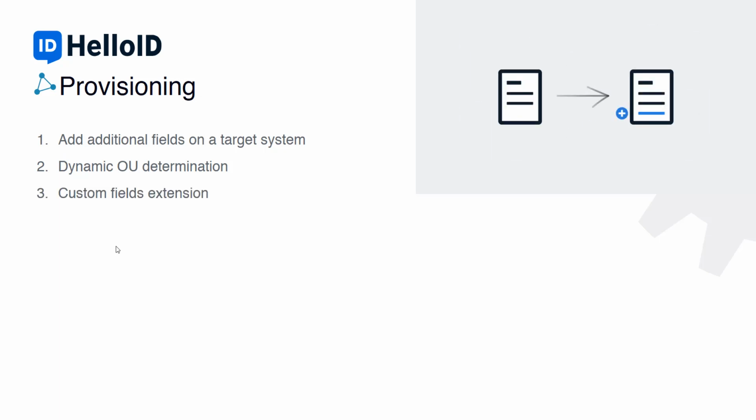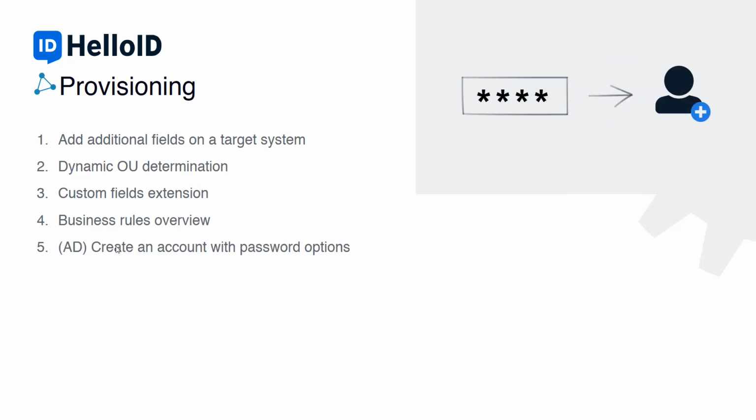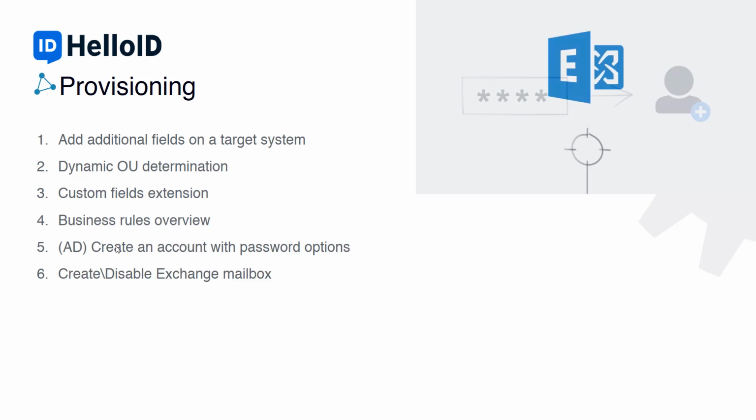We also have custom field extensions on the person vault, so you can extend the vault in HelloID, include more information from HR into the vault, and perhaps pass it on to the target system. We also have changed the UI of the business view, so the functionality is exactly the same, but the UI is, instead of tiles, a grid overview, so we can show more rows. We also have more options to manage passwords in the Active Directory, and we also have more functionality on the Exchange mailbox from the Active Directory.